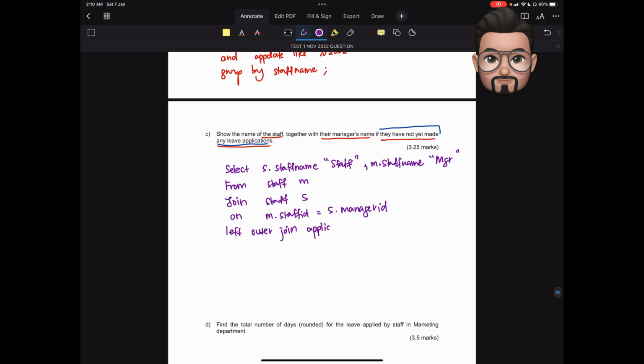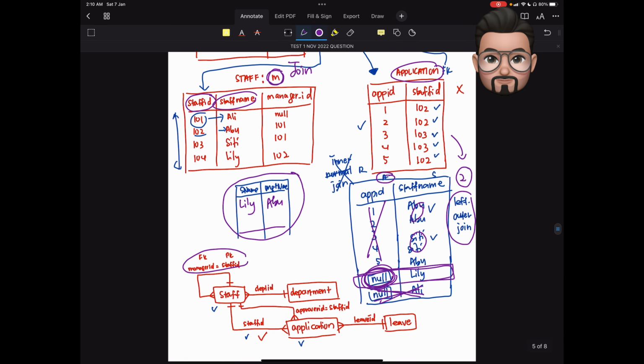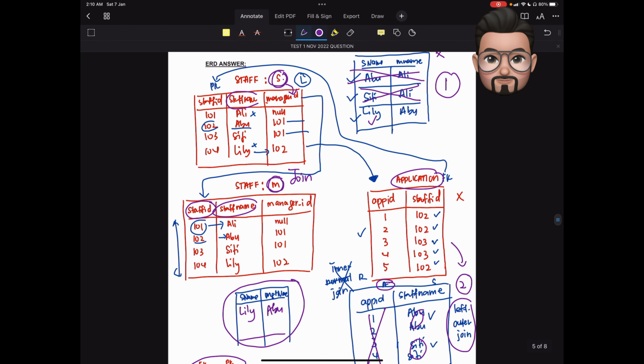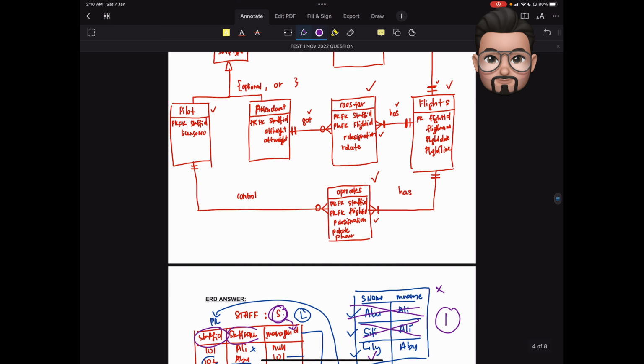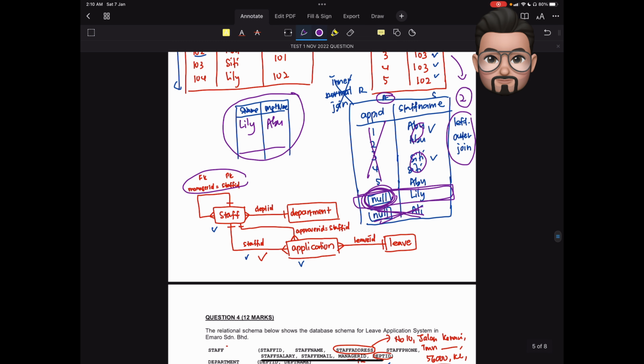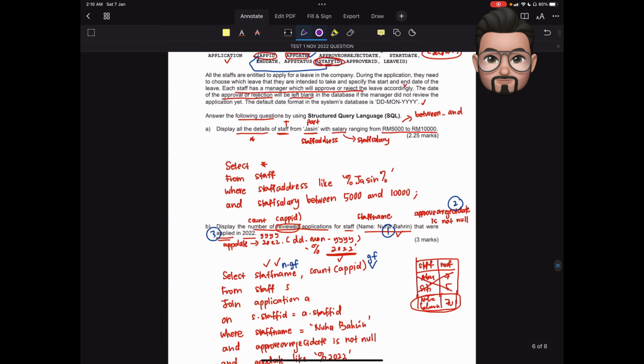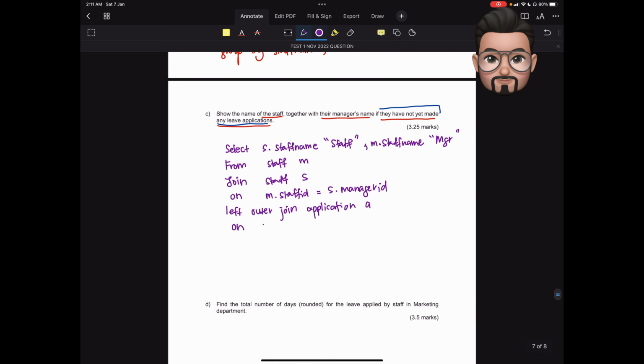Application A. On what? At table staff, we take a look at staff ID. At table application, we take a look at staff ID. So this is the common attribute between application and staff. Okay, on S dot staff ID equals to A dot staff ID.